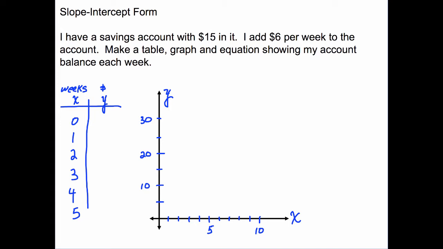I have a savings account with $15 in it today. I add $6 per week to the account. Make a table, a graph, and if you can, an equation that shows my account balance each week. Stop the video, copy this problem into your journal, make the table and the graph and the equation if you can, and restart the video when you're done.